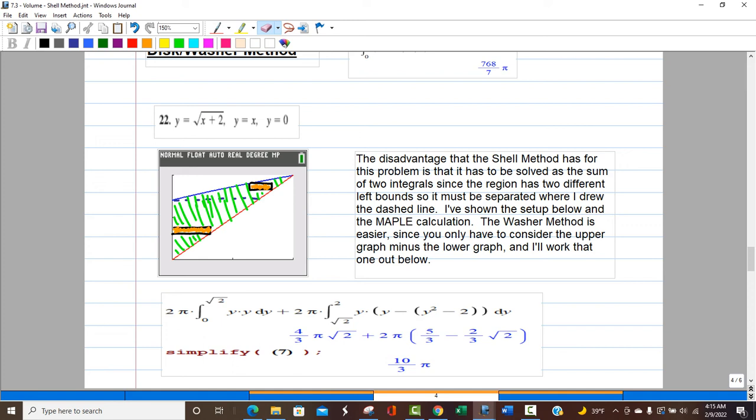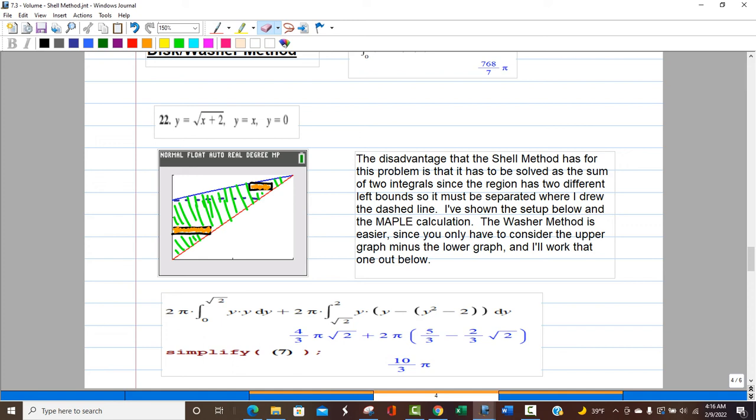You would just square both sides, and you would have x plus 2 equals y squared, and you move the 2 over, so it's x equals y squared minus 2. So it's outer minus inner, so there's how I got the y squared minus 2. So it's y minus y squared minus 2. And then Maple gave me something messy like this, and I was able to simplify it and combine it and got 10 pi over 3.